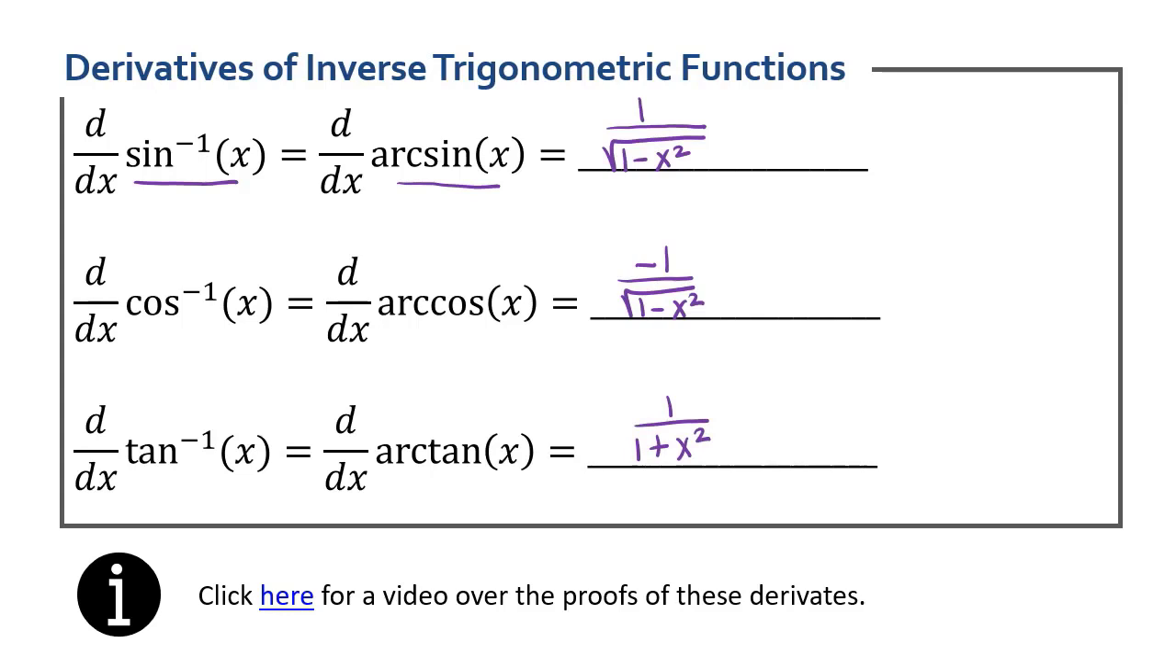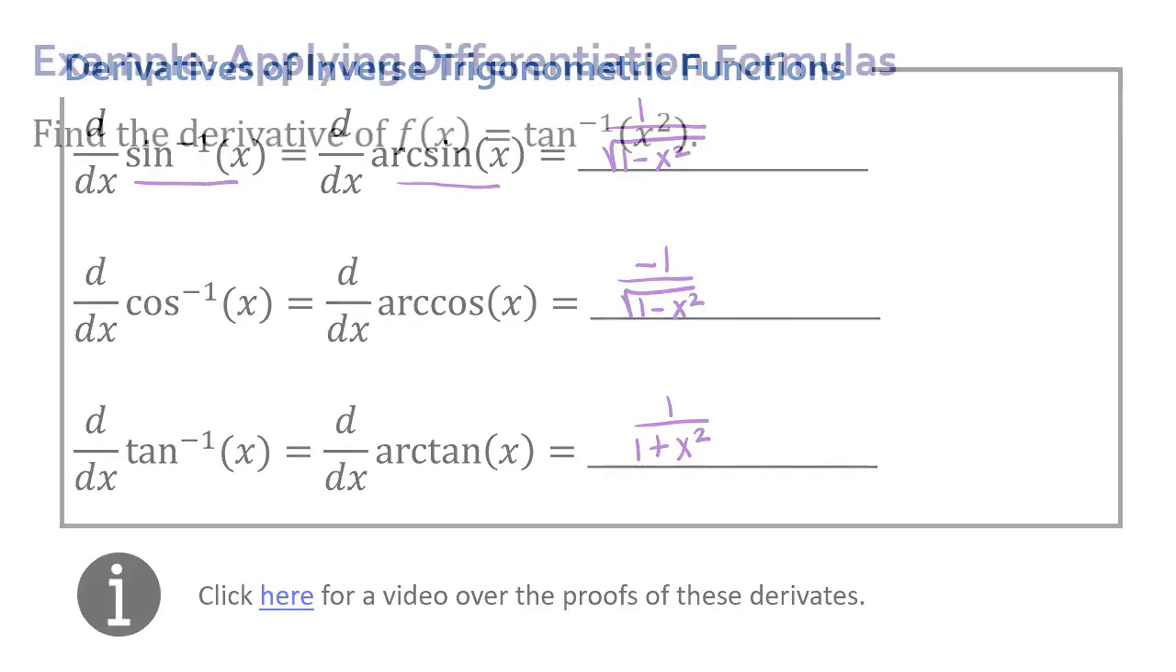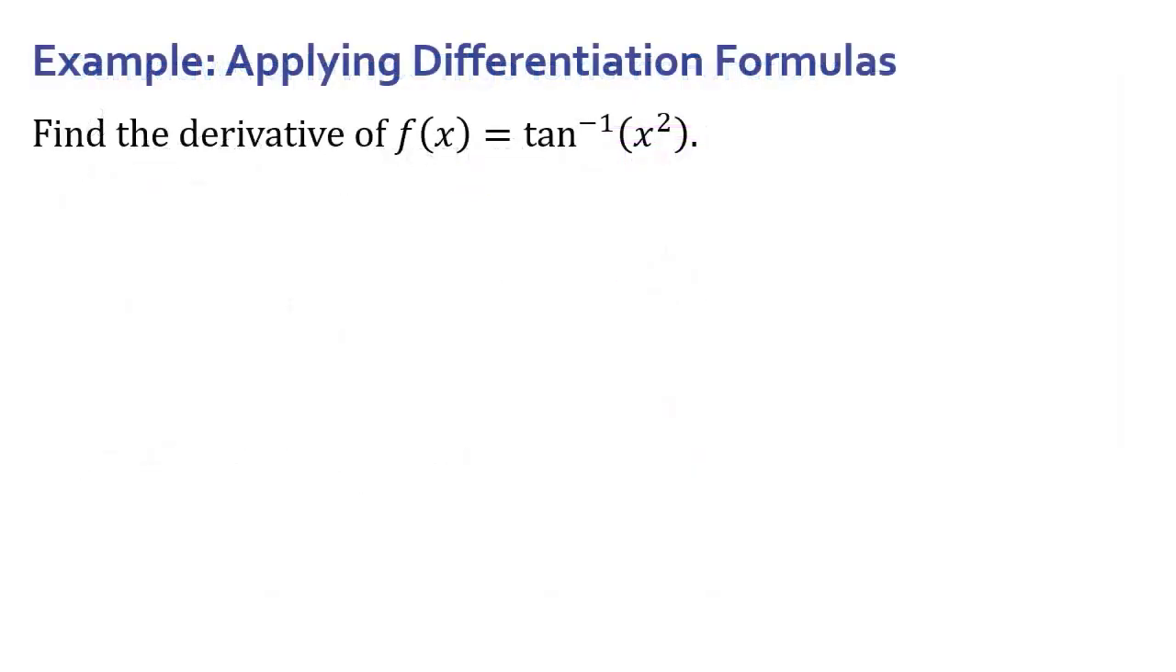So let's do some examples with these. Find the derivative of the function f of x equals the tangent inverse of x squared. So we can see in this case, we're actually going to have to use the chain rule. We've got an inside function. So to find this derivative, it's the derivative of the outside function. The derivative of the inverse tangent is 1 over 1 plus x quantity squared. And in this case, our input value is x squared.